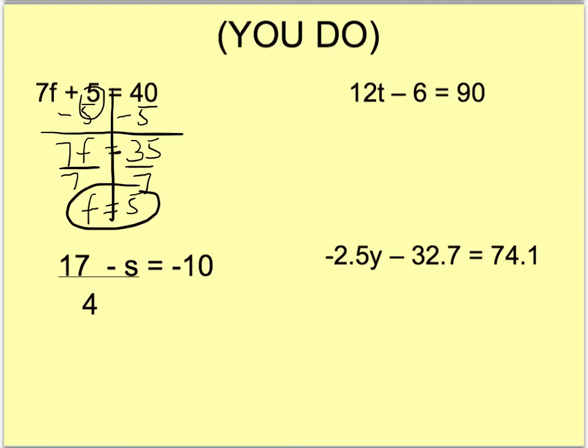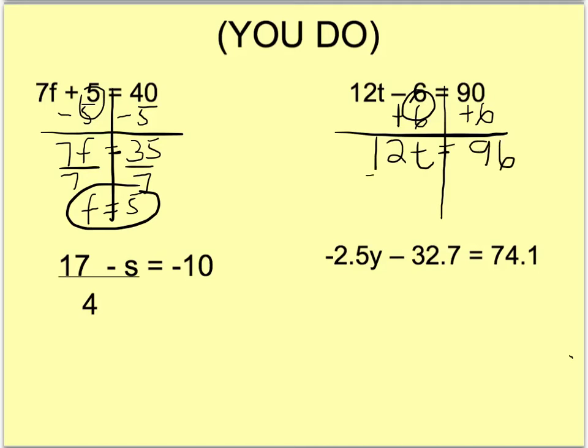Okay, moving on, I'm going to draw the line to separate. I'm going to add 6 to both sides. Negative 6 plus 6 is 0. And I'm left with 12t is equal to 96. So the opposite here would be to divide by 12 to get t alone. So now here t is going to be equal to 8.